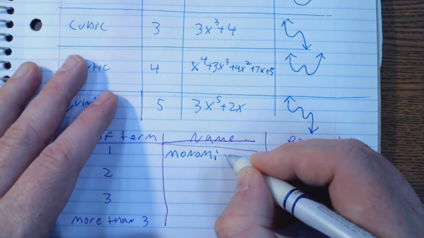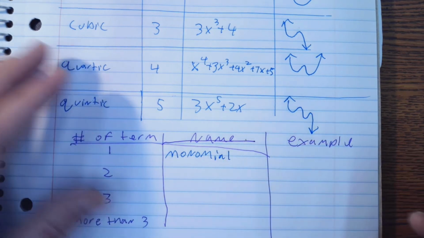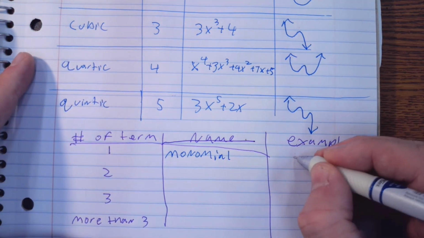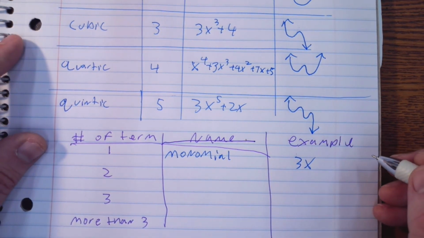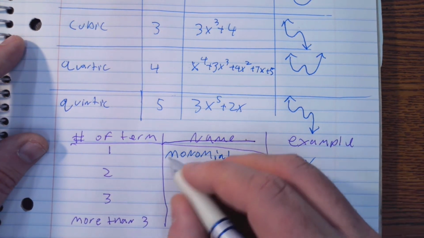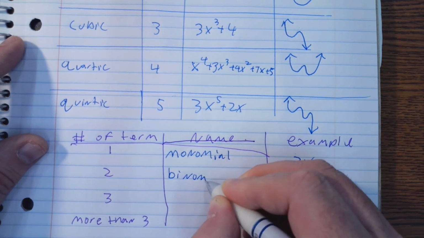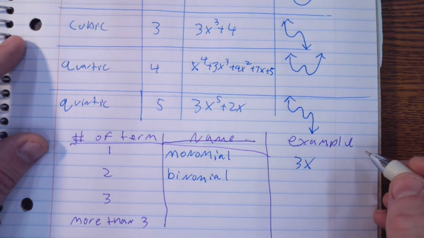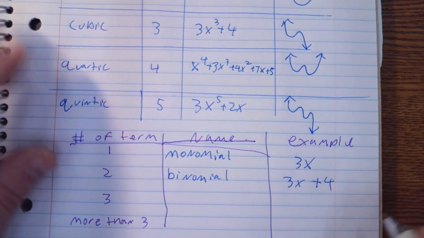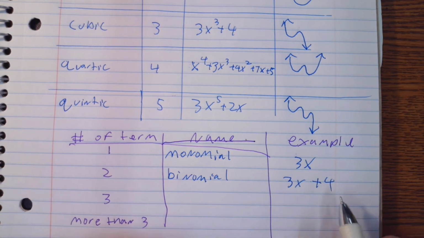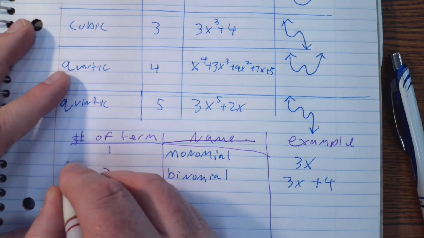Like monocle. An example of a monomial. Okay. 2 terms. Like a bicycle. That will be a binomial. Example of a binomial might be like this. 3x plus 4. Remember, terms are separated by plus or minus signs.